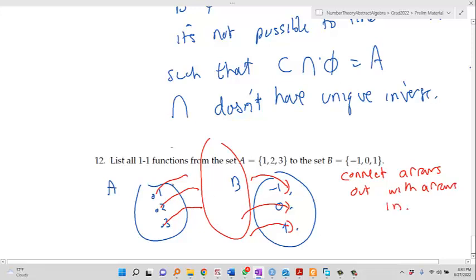And as someone pointed out, very good observation, there's actually 3 factorial, because I'm basically choosing the different ways to assign minus 1, 0, and 1 to these 3 numbers. So there's actually 3 factorial different one-to-one functions.